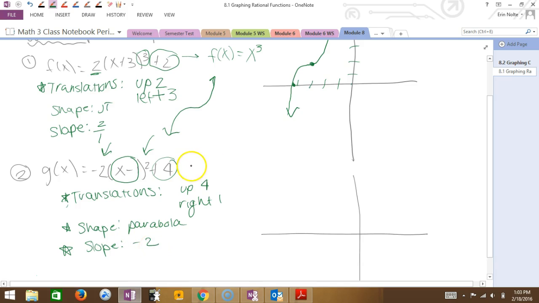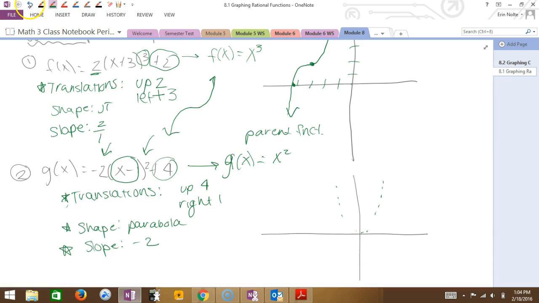So my parent function of this one, does anybody remember? Oops, g of x is equal to, what's my parent function? X squared. Super easy. That's my parent. So that just means it's the original before anything happened. Function. So my parent function goes through the origin like this. Remember? So now we're just going to apply our translations and our new slope and all that good stuff.